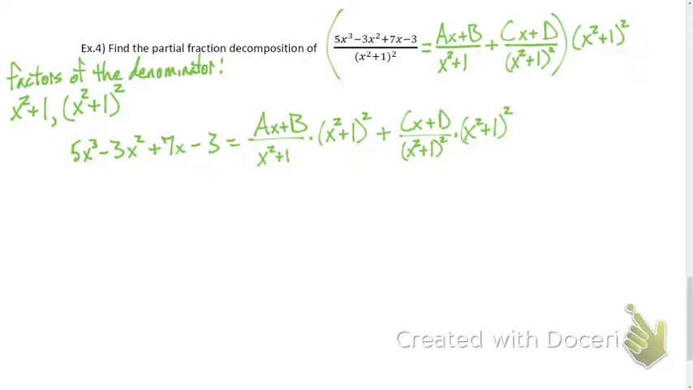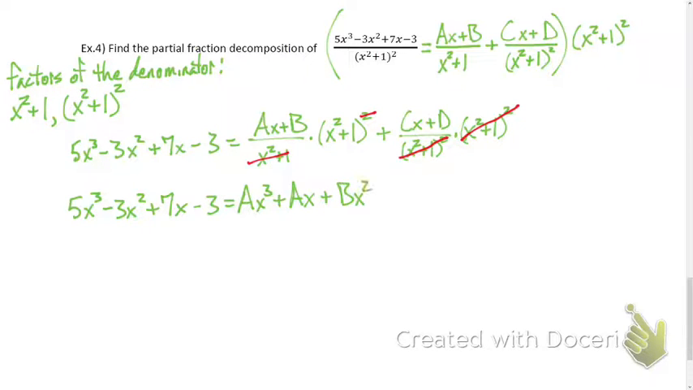So do some cross-canceling, multiply things out, maybe hit pause. This goes away, that goes away. This whole thing goes away. And we're left with this. Now you've got to be careful here. We're going to go Ax times both of those. So Ax times x squared is Ax cubed. Ax times 1. B times x squared. B times 1. And then just Cx plus D.